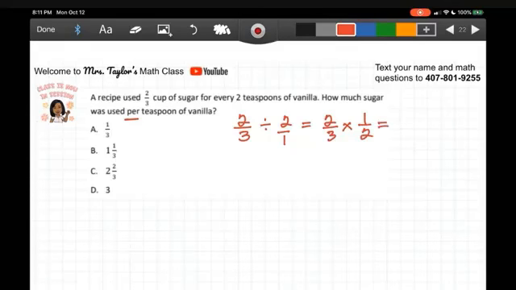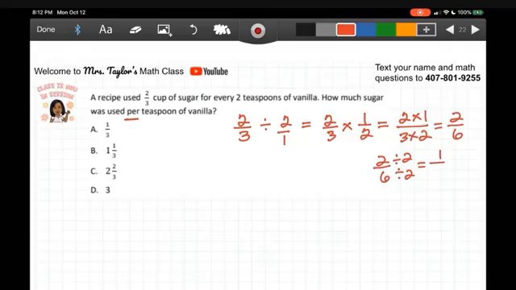So now to multiply fractions, you do 2 times 1, 3 times 2, and you're going to get 2/6. And I can simplify this fraction by dividing both my numerator and denominator by 2, and I get 1/3. So that's your answer. So it would take 1/3 cup of sugar per teaspoon of vanilla. Okay, let's keep it going.